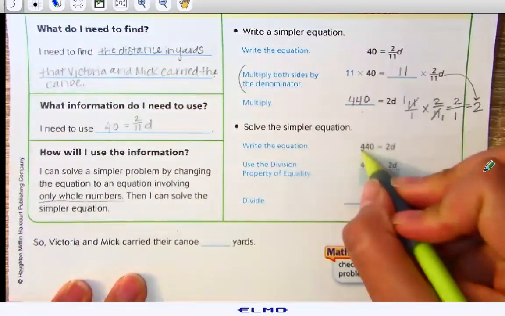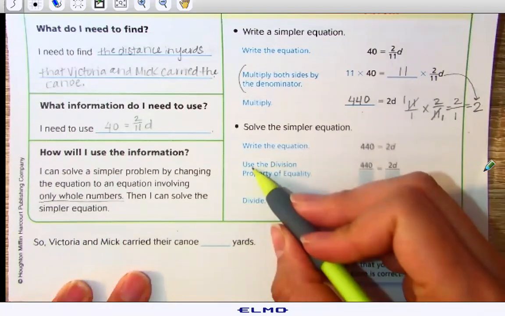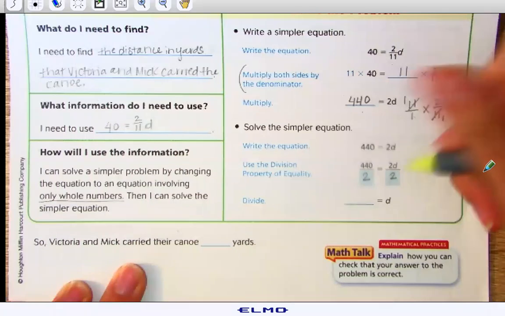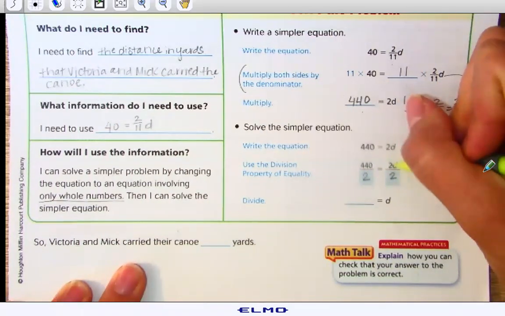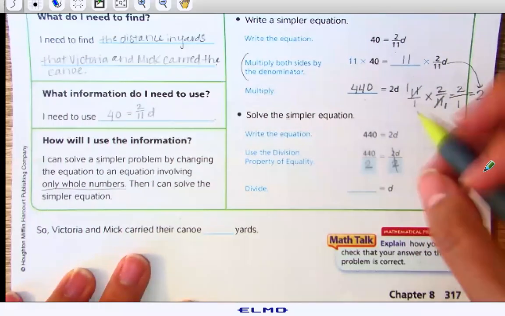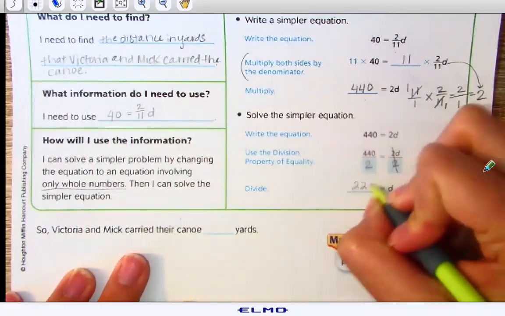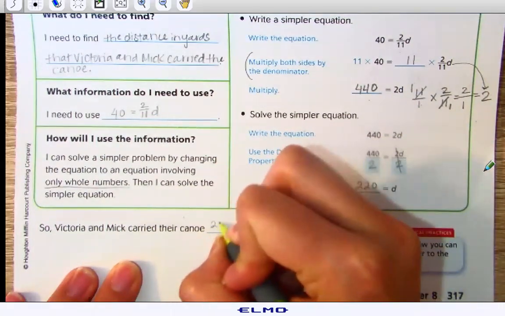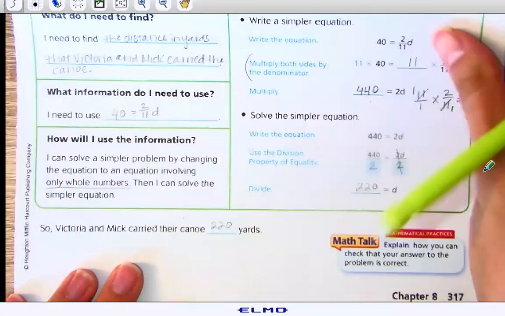Now we need to solve the simpler equation. First we write it out, 440 equals 2d, and use the division property of equality to divide by 2 on each side. So 2 divided by 2, we can cross those two out. 440 divided by 2 is 220. So Victoria and Mick carried their canoe 220 yards. Let's go to the next page.